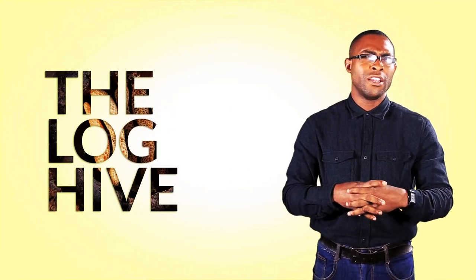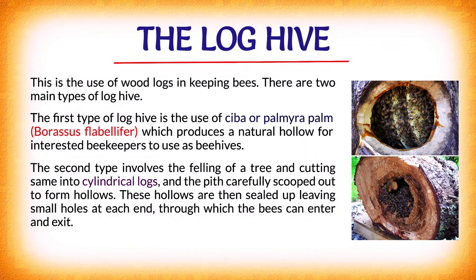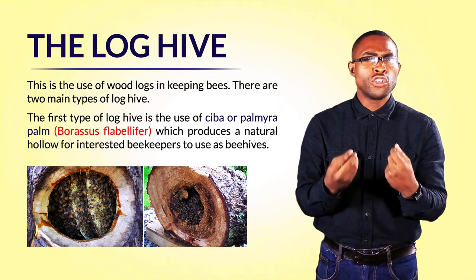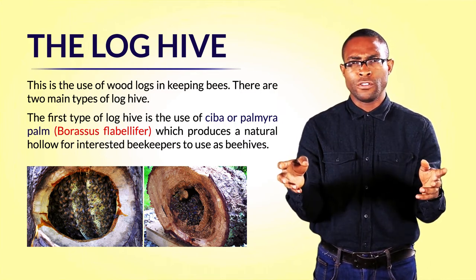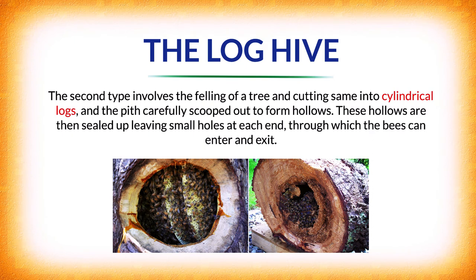And let's look at the next one, the log hive. The log hive is the use of woods as a habitat for keeping bees. Now, you could either use the palmaria palm. Now, the palmaria palm comes with an opening, a tunnel. So it allows the beekeeper to naturally stock in bees or attract bees into the palm. Now, you also have the use of cylindrical logs. In this case, you're cutting a log of wood down and then you carefully drill out a hollow so that you can use it as a hive for keeping bees.